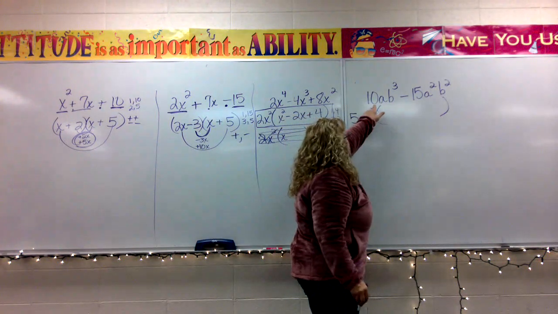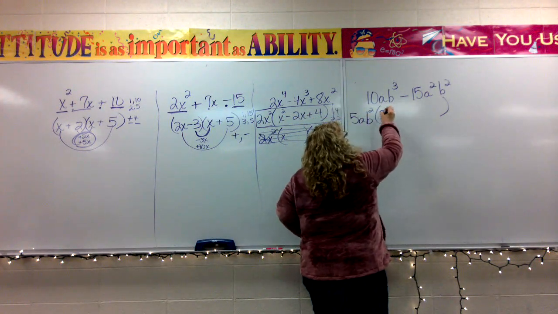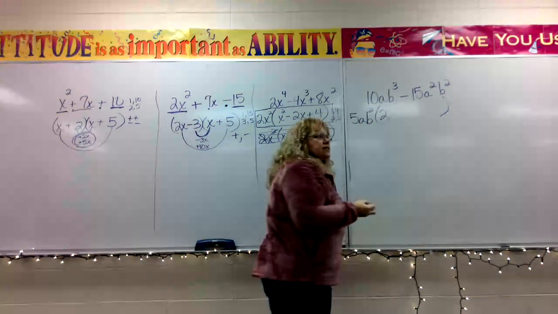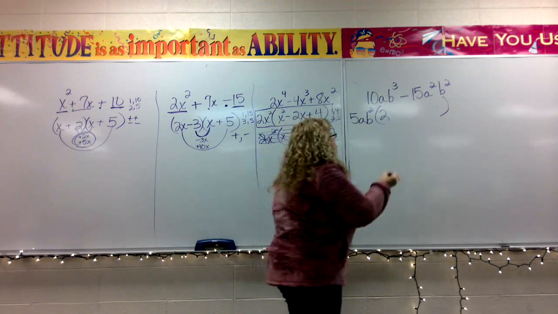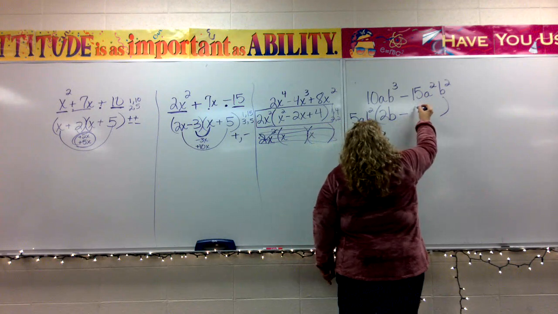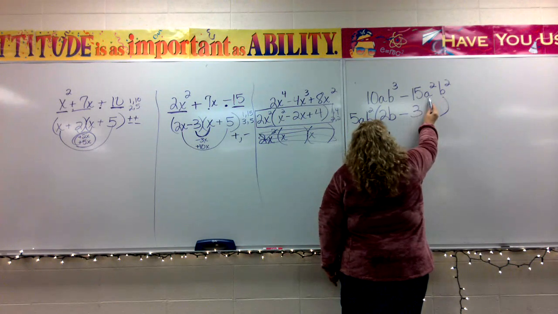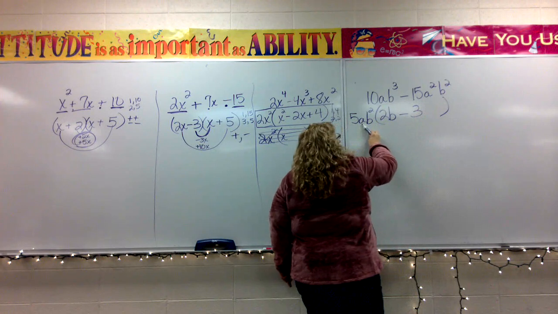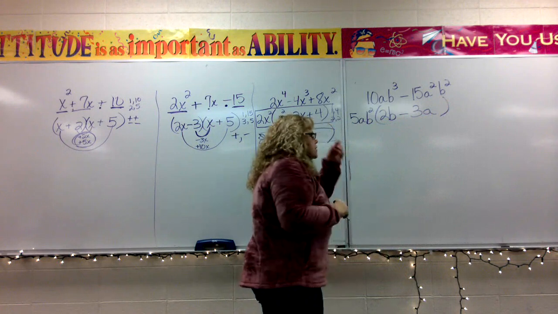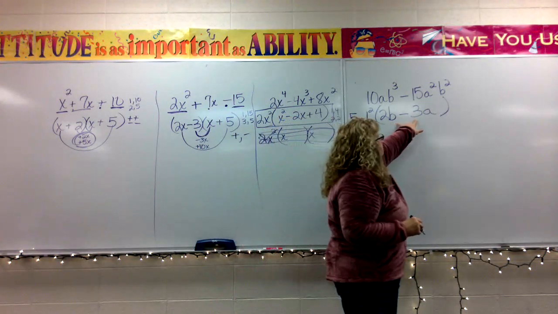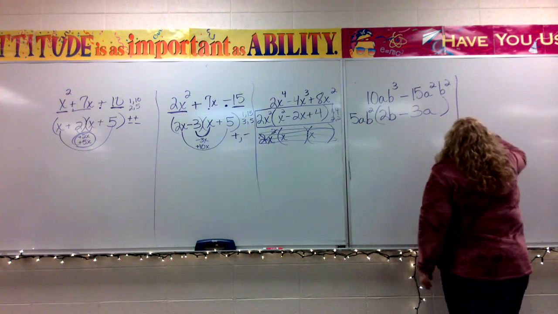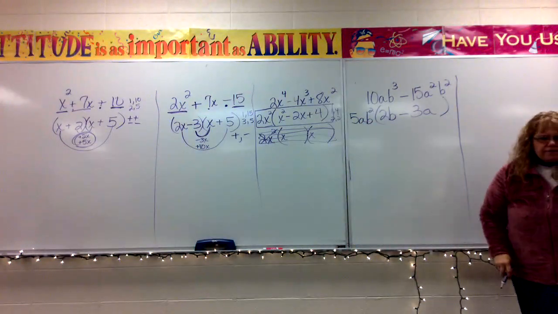5 times what is 10? 2. I had 1a, but I took it out. I had 3 b's, and I took out 2. So there's 1 b. Minus, 5 times what is 15? I had 2 a's, and I took out 1. There's 1 left. 2 b's, and I took out 2 b's. Can I factor this thing inside here anymore? No. So there's lots of different ways to factor.